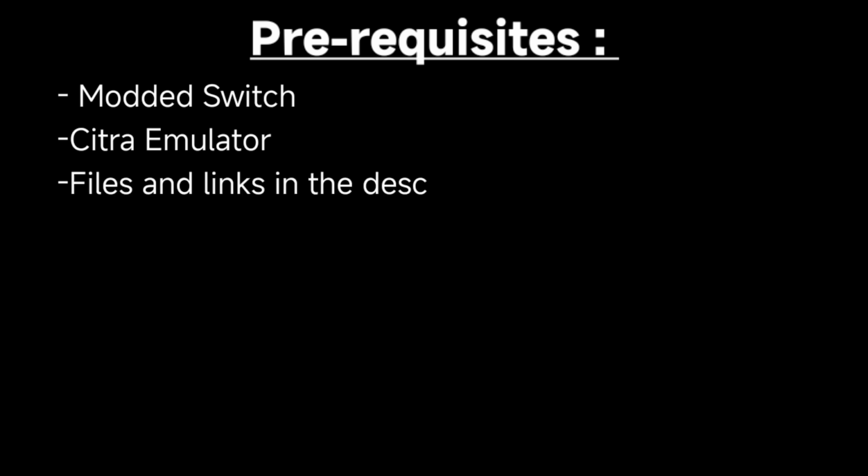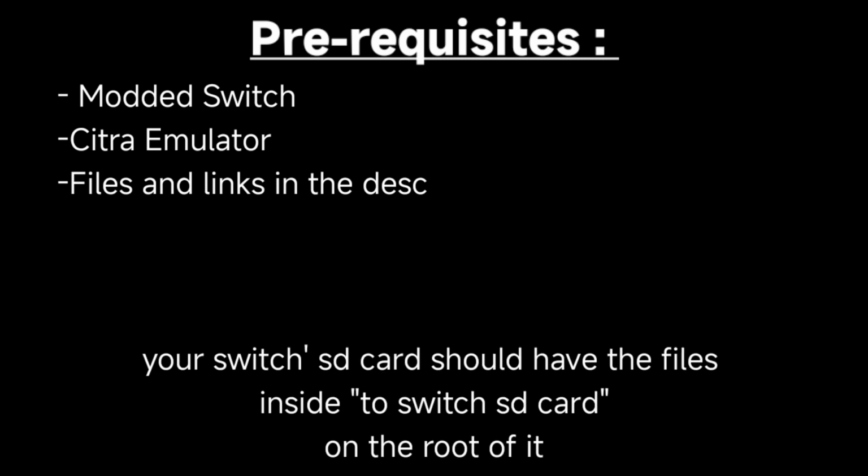Here are some prerequisites that you will need. First of all, you're going to need a modded Nintendo Switch. Second of all, you're going to need the Citra emulator installed on your PC. You could use a real 3DS for this method too, but I'm trying to make this tutorial available to as many people as possible, and not everyone has a 3DS, so I'll just use Citra. Plus, it's more convenient. After that, you're going to need to go to the websites that I'll link in the description. Also, you will need to download the files from the description, and you will need to put the contents of the 2-switch SD card on the root of your Nintendo Switch's SD card. I'll show you later on where to put the Citra files.